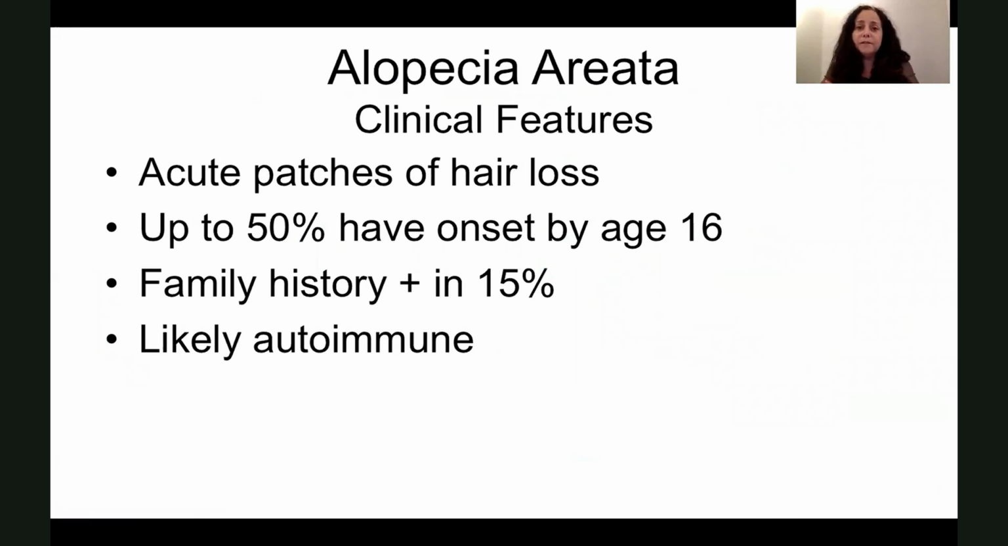This is a common condition. About half of patients who end up with alopecia areata will present in childhood, and these are acute patches of hair loss, often presenting as a bald patch, although diffuse shedding or more diffuse thinning can be rarer presentations. Family history is positive in about 15% of patients, and this is thought to be an autoimmune condition where the immune system is attacking the hair follicle.